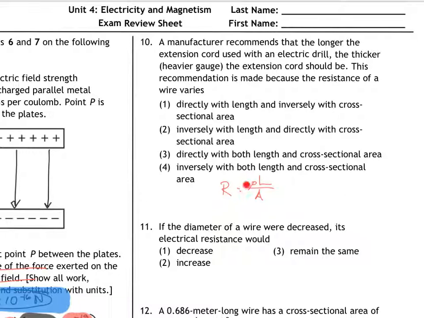So we're going to ignore that for this question, but they do ask us about the relationship between resistance and length. Also resistance and area. Area and resistance have an inverse relationship, but resistance and length have a direct relationship. So the best answer here is that resistance varies directly with length and inversely with cross-sectional area.